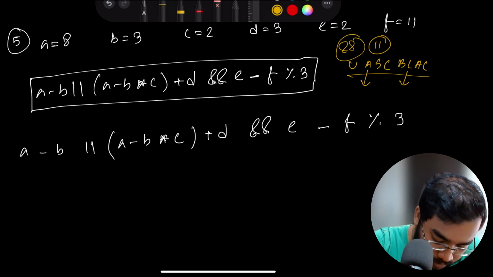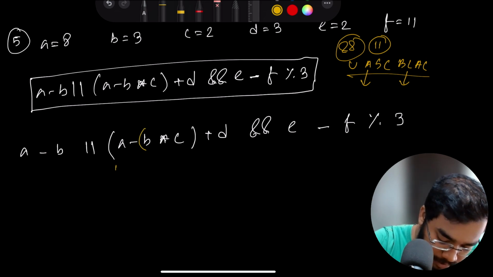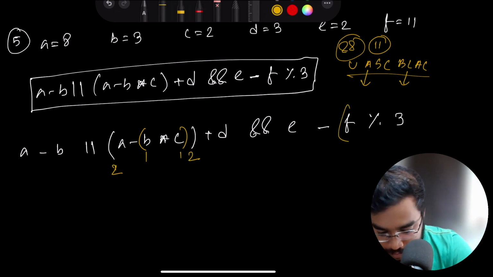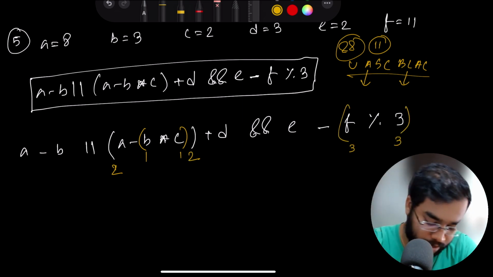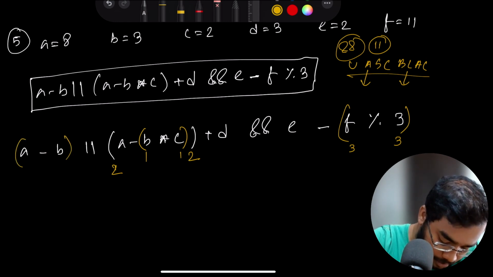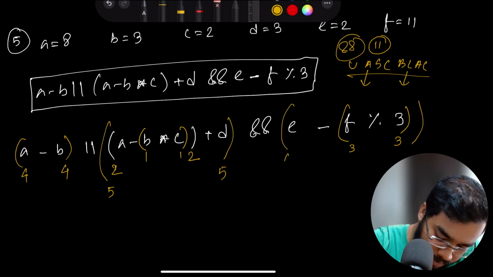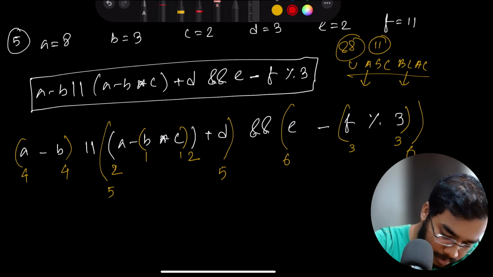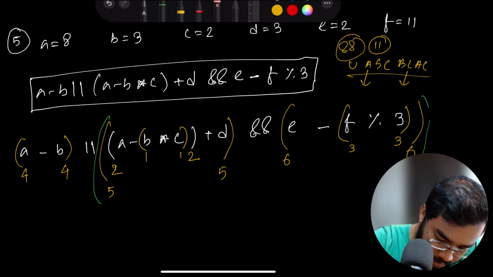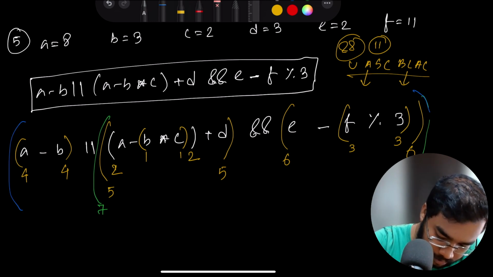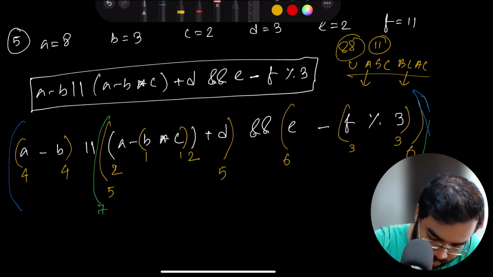Okay, the brackets, obviously this is 1 in bracket, and this is asterisk, so it is 1, and this is 2, and then this is 3. Okay, and then this is 4, and then here it is 5, here it is 6, and then here it is 7, and then here it is 8.